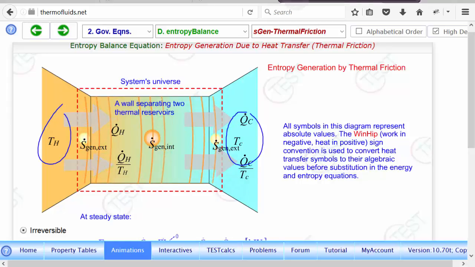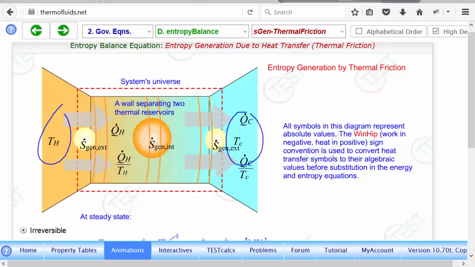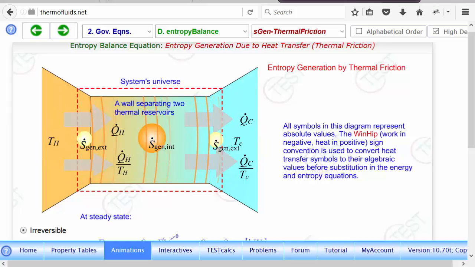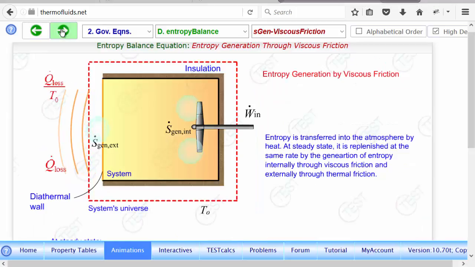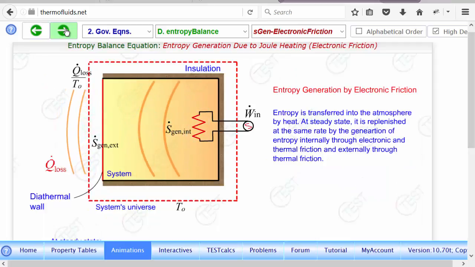So I would let you go through the rest of the animation without spending all the time here, but I'll just quickly browse through them. This is another case where you can identify where friction is generated, because here there is a pedal wheel, so the fluid inside is moving, and there is viscous friction creating entropy inside. The heat transfer is causing entropy generation outside the system.